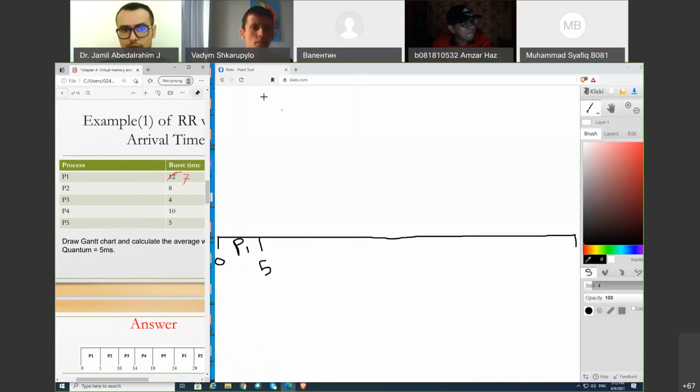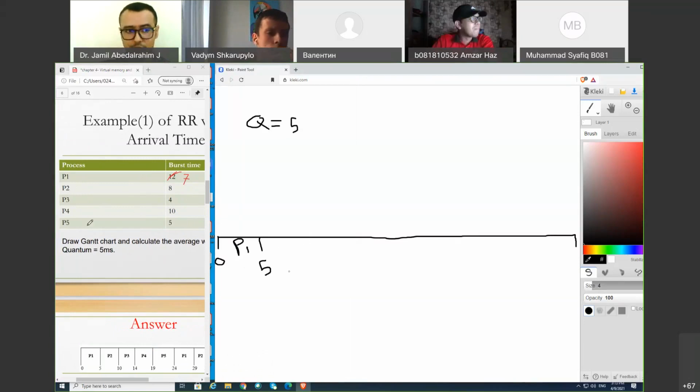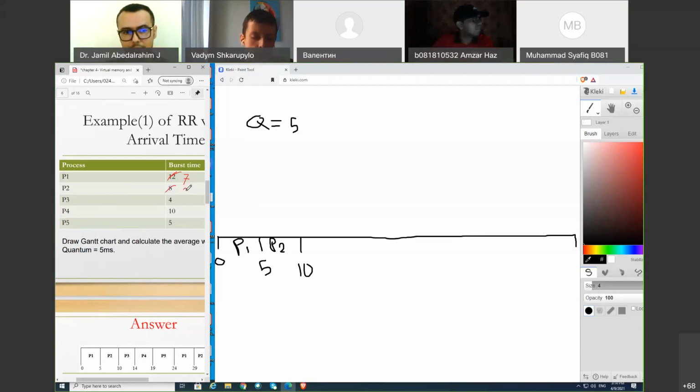Also we execute here because the quantum is 5 milliseconds. We also execute only 5 units from the total. Only 5 units, P2, until 10. Okay, and we write down the remainder of each process. Here the remainder will be 3, because we execute only 5.